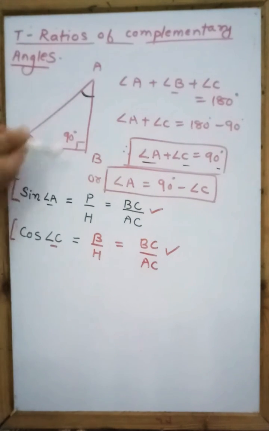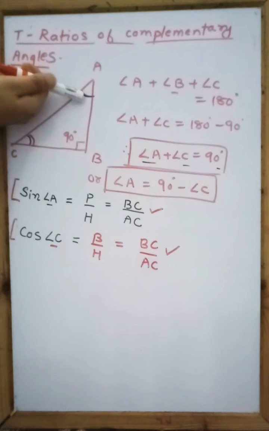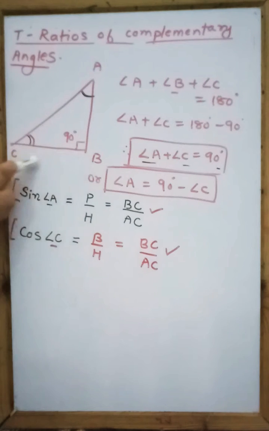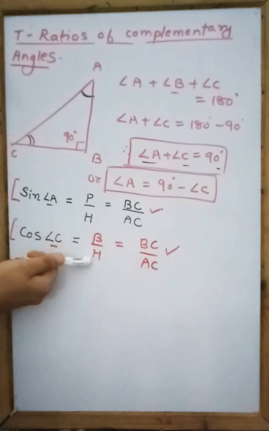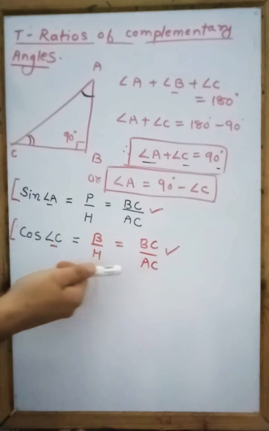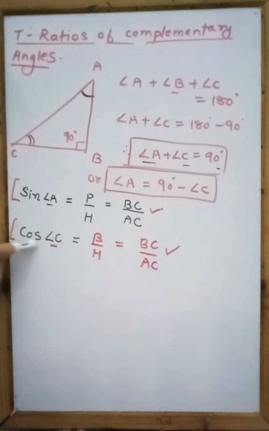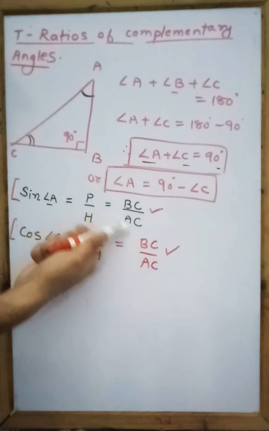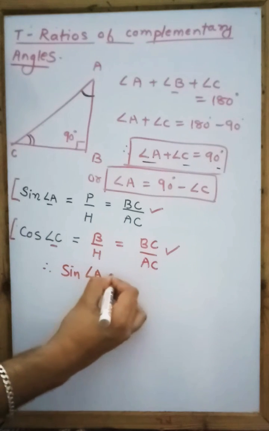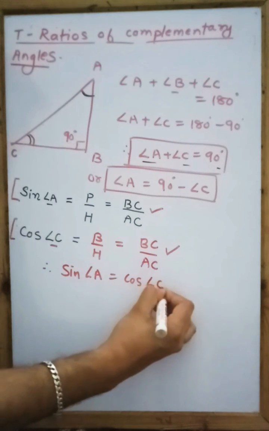I repeat, in this triangle, sine A has the formula P by H, but the perpendicular for angle A will be BC and the hypotenuse is AC only. And if I write cos of C, I am taking two complementary angles. Cos of C is base upon hypotenuse, and the base for C will be BC and the hypotenuse is AC. It is BC by AC, and you see that sine A and cos C are in fact equal, both BC by AC. So therefore you can say that sine of angle A is equal to cos of angle C.